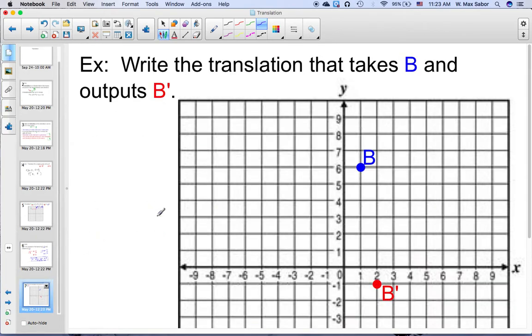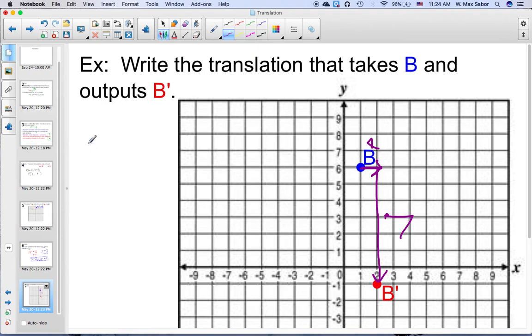Write the translation that takes B and outputs B prime. So we're going to travel 1 unit to the right. And how many units down? Well, we had to travel from 6, we traveled down to 0, so that's another 6. And then we traveled another 1 more, so that's 7 total units down.